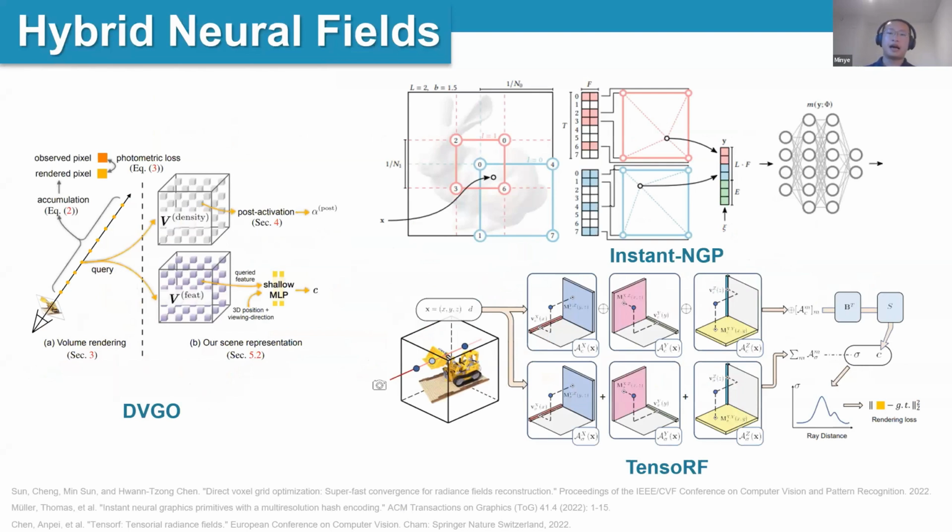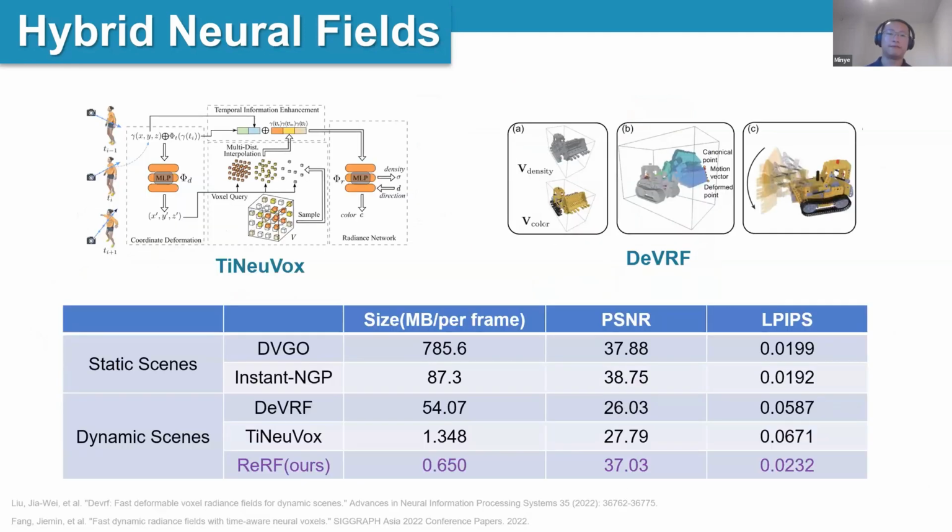Other hybrid methods offer much faster rendering speed, but require more storage. Inspired by the DVGO method, our ReRF leverages a voxel-grid representation, enabling faster rendering with significantly smaller storage requirements for similar rendering quality, as shown in this table. So how does it work?